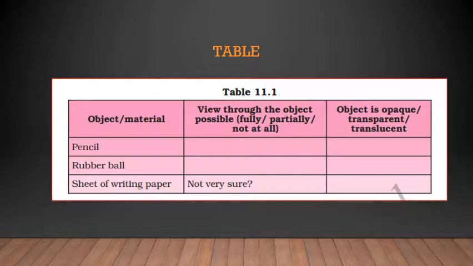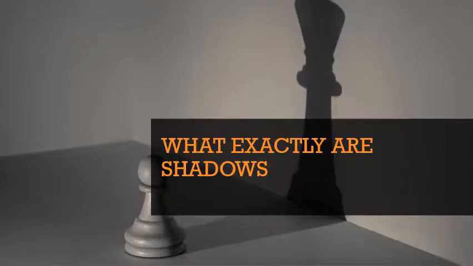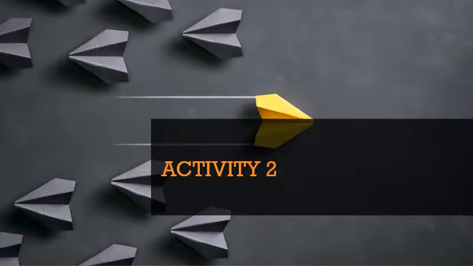Okay, then there is activity 2. What exactly are shadows? Shadows are nothing but when an object blocks the path of light, there is a shadow formed. So there is one activity in your textbook on page number 108. Now, one by one, hold each of the opaque objects in the sunlight, slightly above the ground. What do you see on the ground? You know that the dark patch formed by each on the ground is due to its shadow.